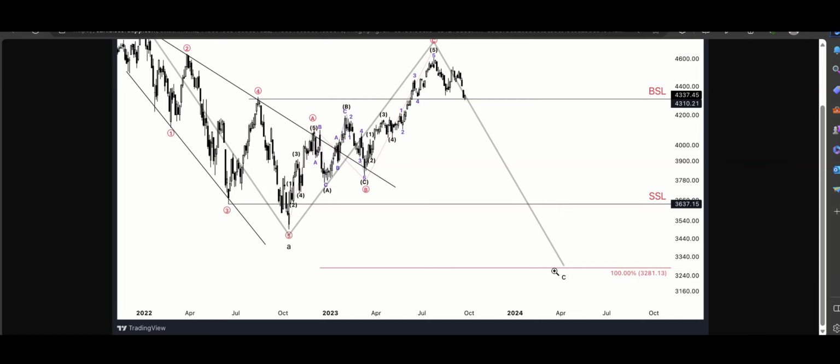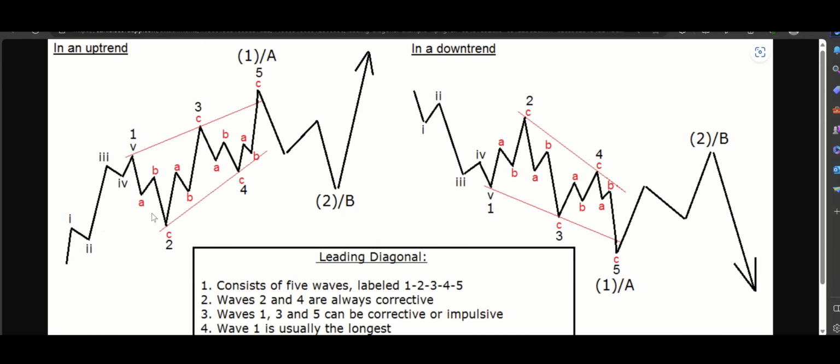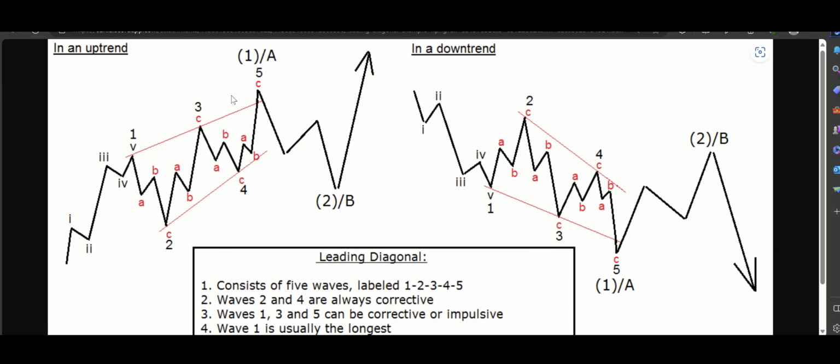Then we come up next year for a move to the upside. So this is what a leading diagonal is. I was showing you that you had your 5 waves in a diagonal fashion, your B wave, and then that gives way to your C wave. So you see the same thing here.